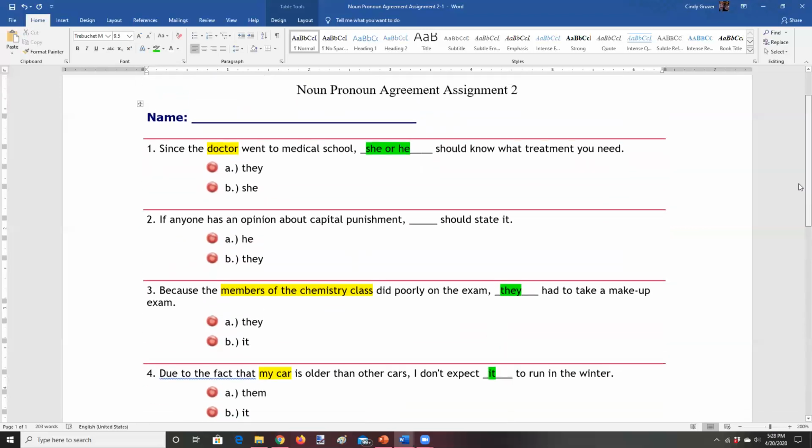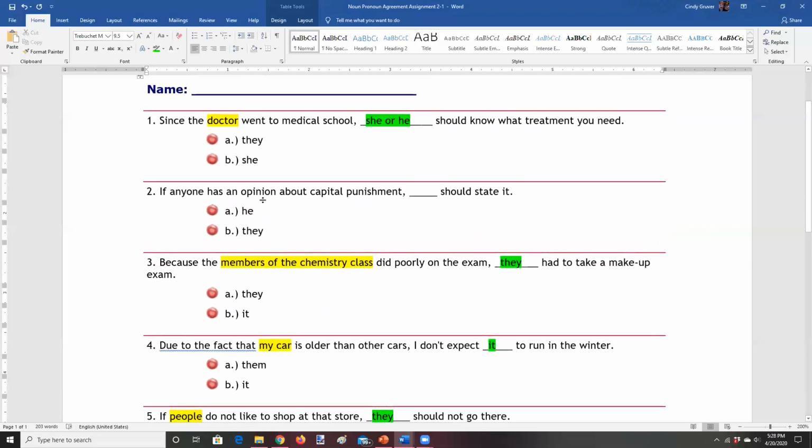Let's go up here and look at the two that I skipped. If anyone has an opinion about capital punishment. So anyone is singular. I mean, it's pretty obviously singular because it ends with one. Anyone, everyone, someone, all of those words are singular. But anyone has a plural kind of implication or hint, doesn't it?